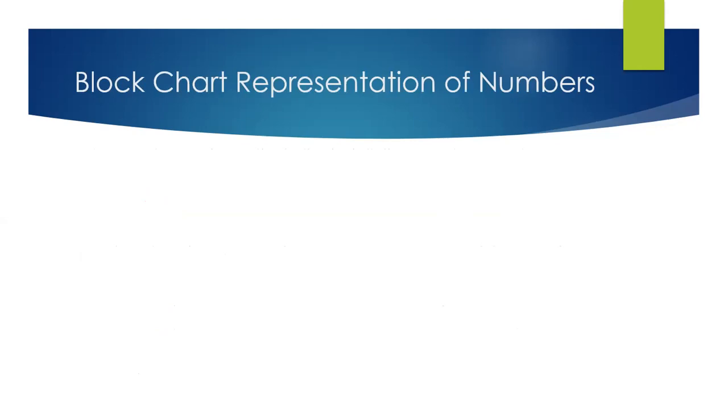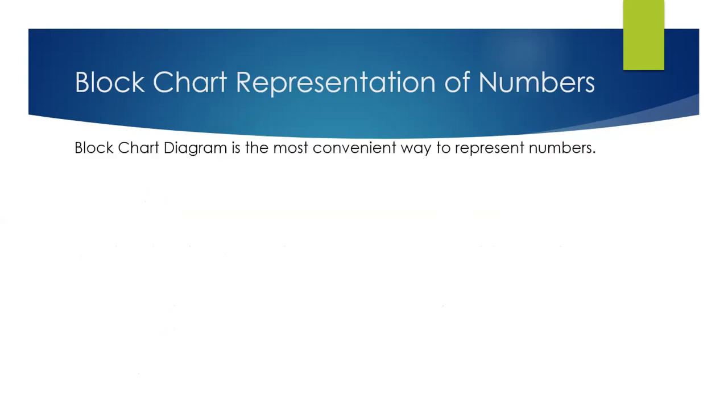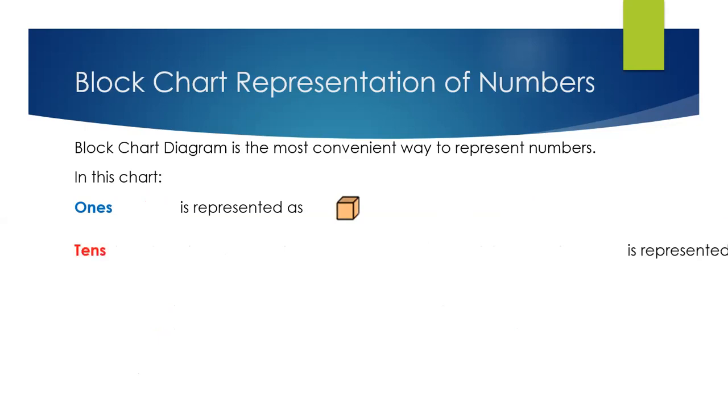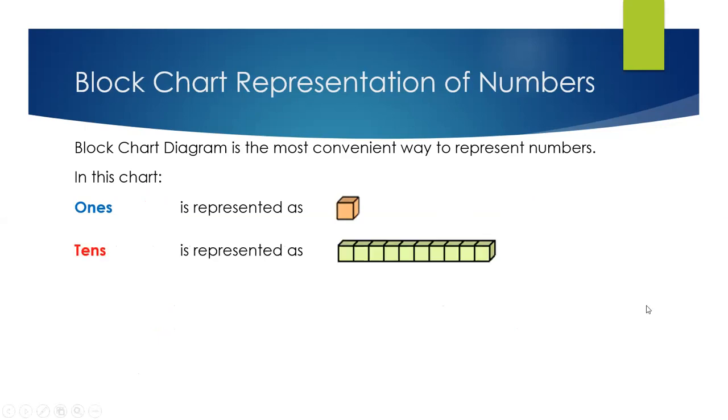And now we come to the block chart diagram representation of numbers. As you have studied in the previous classes, a number can be conveniently represented using the block chart diagram. So in this chart, we will use some symbols for representing different place values. For example, ones will be represented here as a single cubic block. Tens will be represented as a bundle of 10 blocks. Here we can count them 1, 2, 3, 4, 5, 6, 7, 8, 9, and 10.